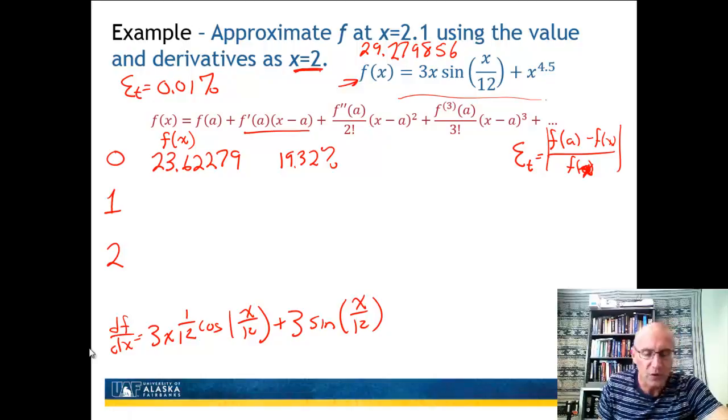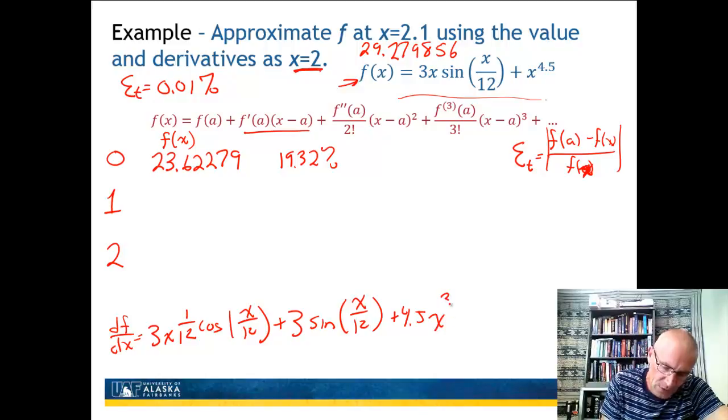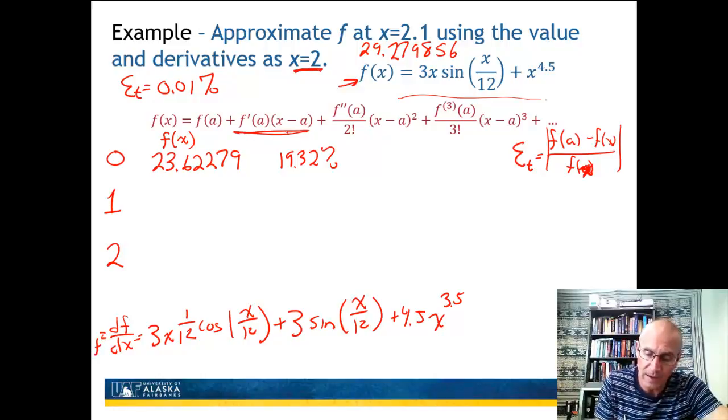So I did first times the derivative of the second, plus the second times the derivative of the first, and then I've got a plus 4.5 x to the 3.5. Right. So there's my df dx, which is also written as f prime. So I'm going to go ahead and put that in there, okay? And then multiply by my step size. My step size here is 0.1 because I'm evaluating this at 2.1 and evaluating it at 2. And then I'm going to go ahead and add that term.